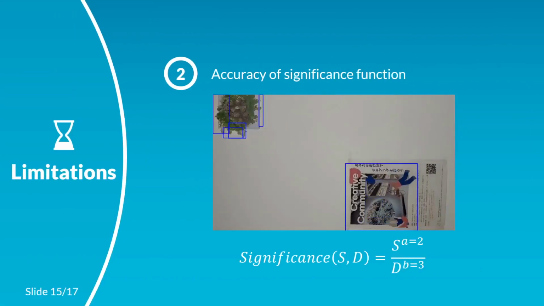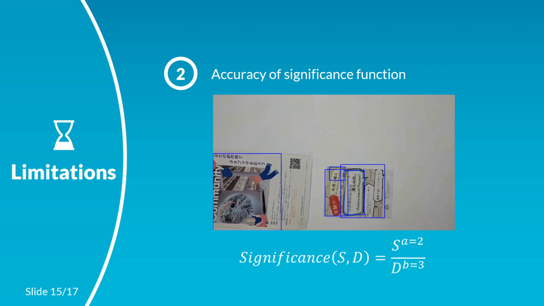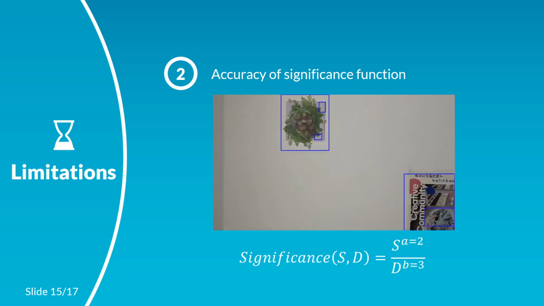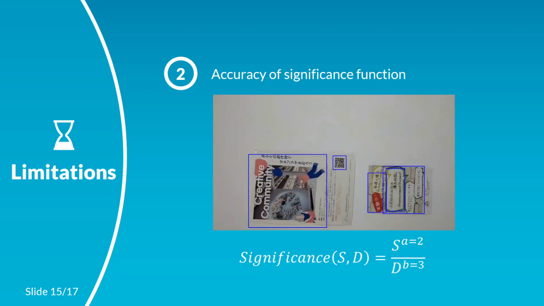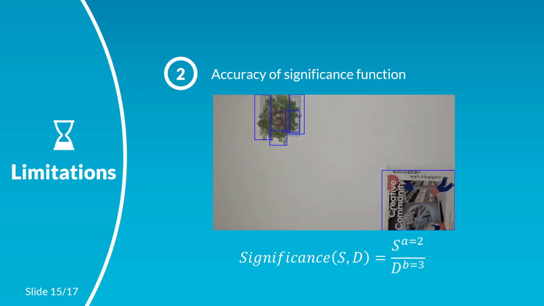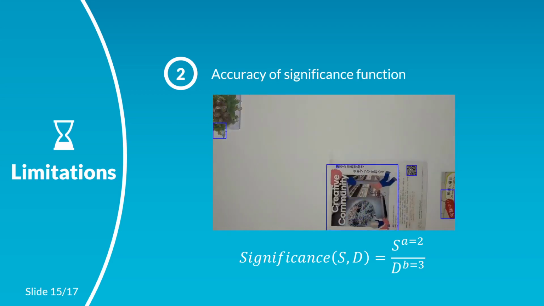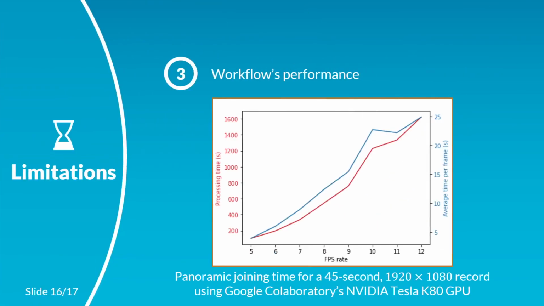The second limitation is the accuracy of the significance function. This function is empirically derived after a set of test runs on different experimental records. Although it detected the most important salient regions, as you can see, more work will be needed in developing a better function with better detection capacity and accuracy. The final limitation is the workflow's performance. As most of the process focuses on image processing on the pixel scale, the time required for a recording exponentially increases with the record's length and resolution. It is imperative to enhance the performance efficiency of the workflow to adapt to longer durations and higher resolutions.